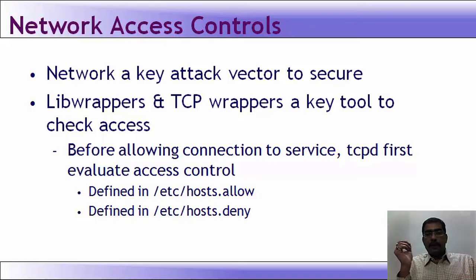Now libwrappers and TCP wrappers are also a key tool to check access. You can go to the net and find out what a wrapper is if you need more definition. Before allowing a connection to the service, tcpd first evaluates the access control. It is defined in this particular file, /etc/hosts.allow or in /etc/hosts.deny. Now, I will relate a particular example for you.